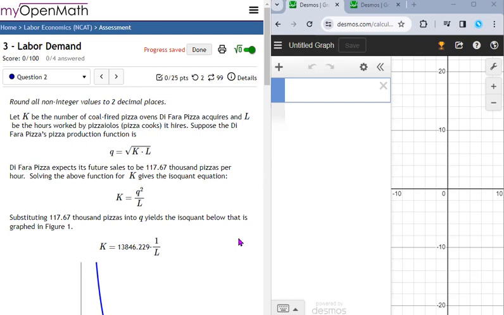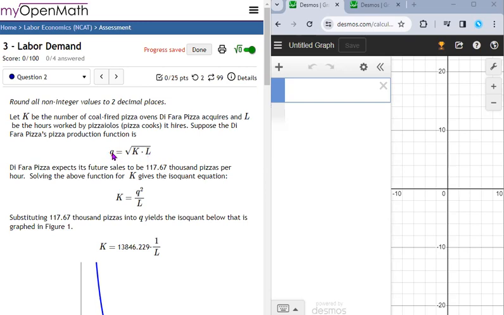in the future. Okay. In this problem, we're going to let K be the number of coal-fired pizza ovens and L be the hours worked by pizza cooks. Suppose the firm DeFara's pizza production function is given by this equation, Q equals square root of K times L. K is a variable in the long run, and so is labor demand. Both are free in the long run.